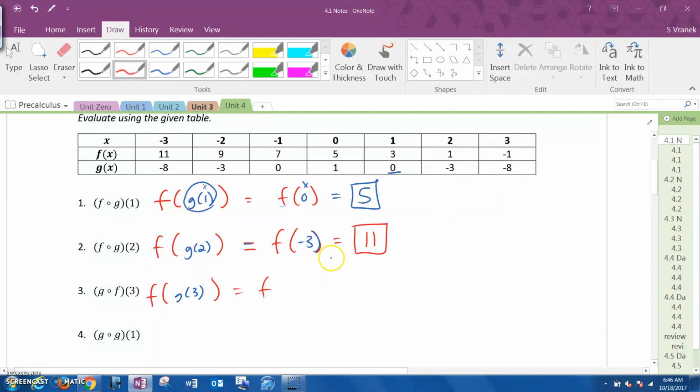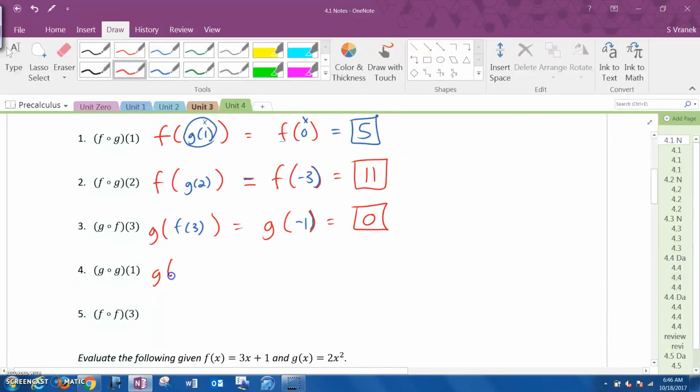Wait, what's going on here? Oh, I messed up. This is the different order. So really we're doing g of f of 3. I was like, that doesn't make sense, and that's why. So when we go to 3 for x, we want f, which is negative 1. So that means that this now becomes g of negative 1. And g of negative 1, if you go to negative 1 and find out what g is, 0. So you should have gotten 0 for this one.